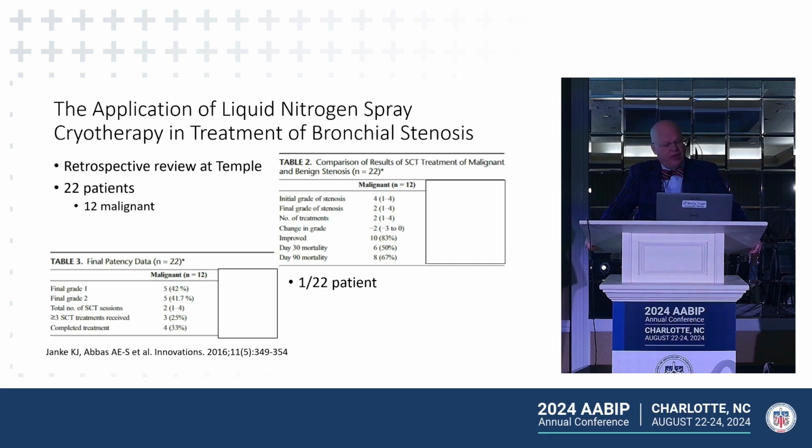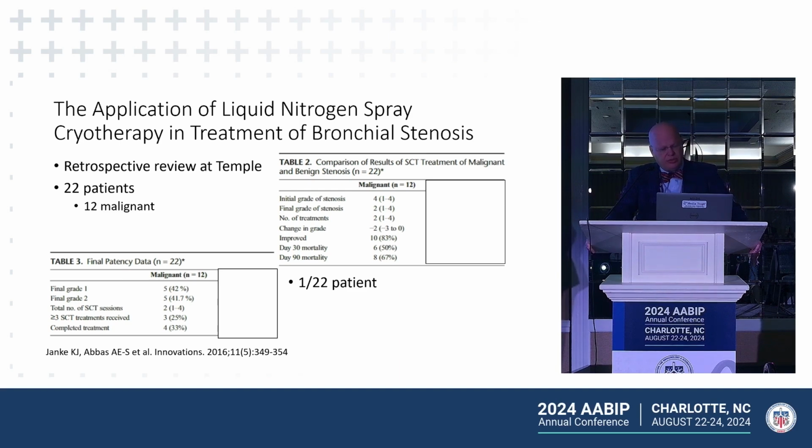This is another follow-up trial in 2016. This was out of Temple. Dr. Abbas was a thoracic surgeon there. And so this was a combined benign stenosis and malignant stenosis, or malignant obstructions. I've blocked out the benign ones, so we'll just focus on the malignant. It was very effective at changing the Cotton-Myers classification, getting their final grade of stenosis changed by 2 points or so, from a 4 to a 2 on average.